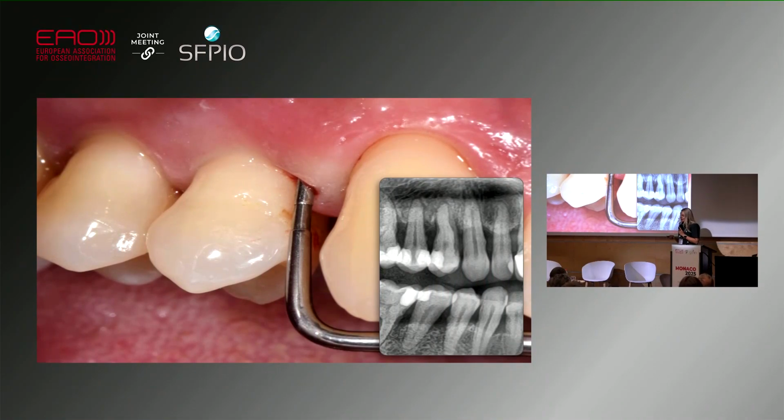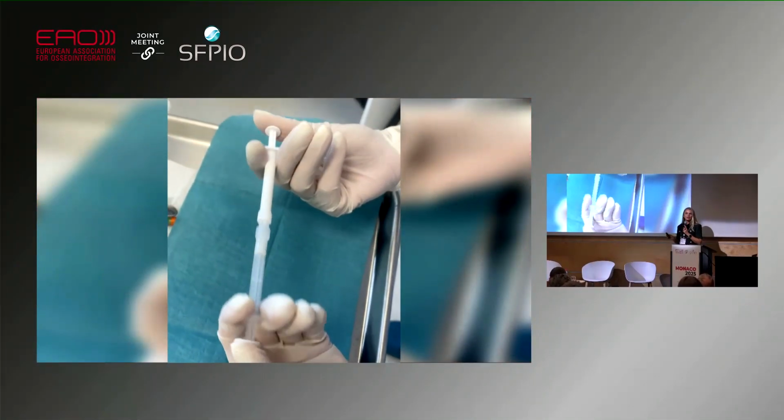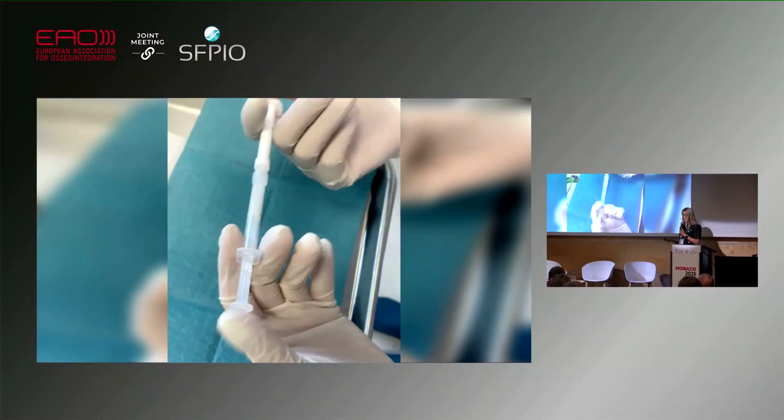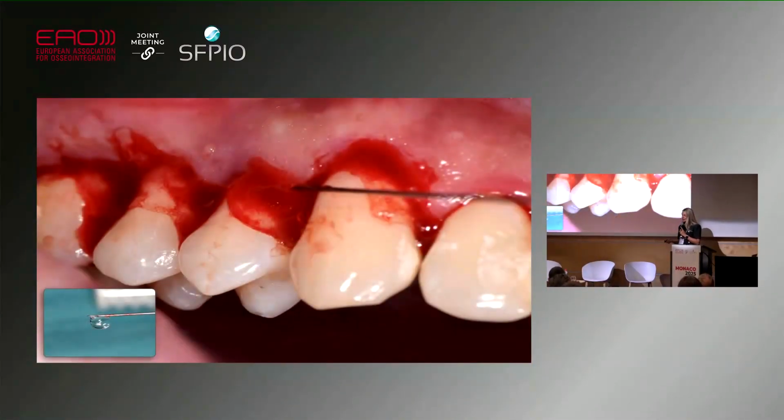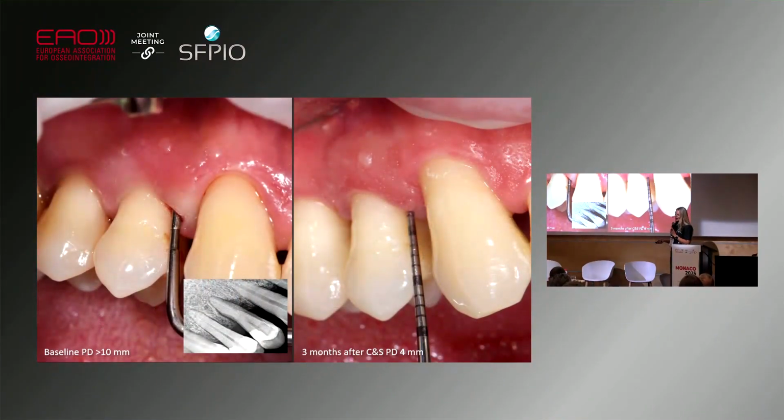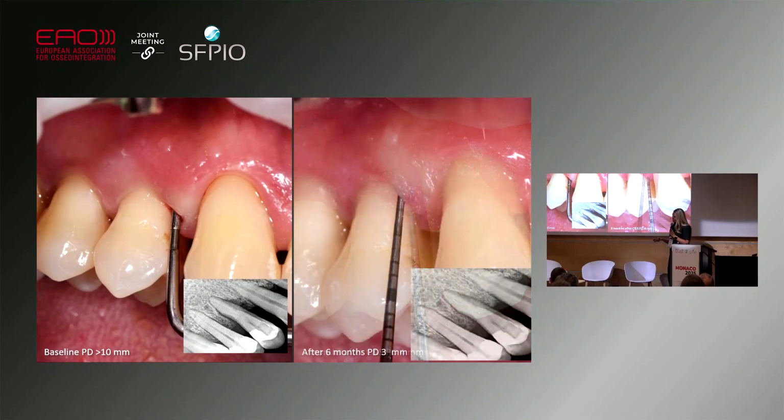A clinical case. A never treated periodontitis young male patient, deep pockets, bone loss. The protocol is always the same. We prepare chloramines, apply it to the pockets, then cross-linked hyaluronic acid, and after 3 months I have 4 millimeters with a minimal soft tissue recession, which we could expect after this massive pocket.